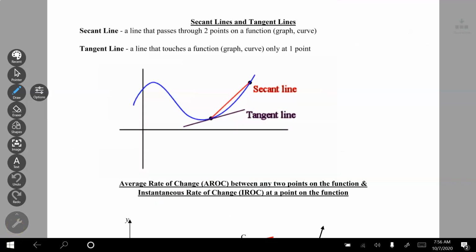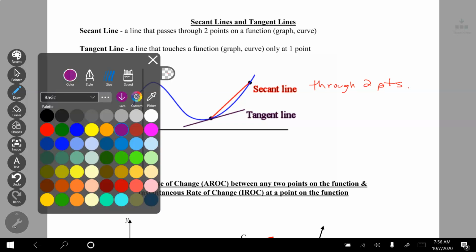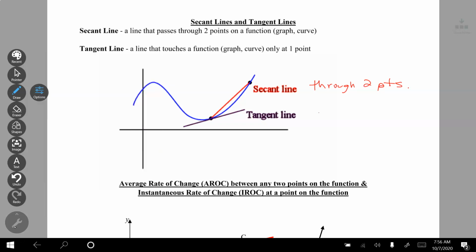So we're going to talk about the difference between what a secant line is and what a tangent line is. A secant line passes through 2 points, and if you look on this blue function that's curved, the secant line goes through 2 points on this curve, while a tangent line only really touches 1 point on this curve. And we're going to talk about how a secant line and a tangent line, one is an average rate of change and one is an instantaneous rate of change.